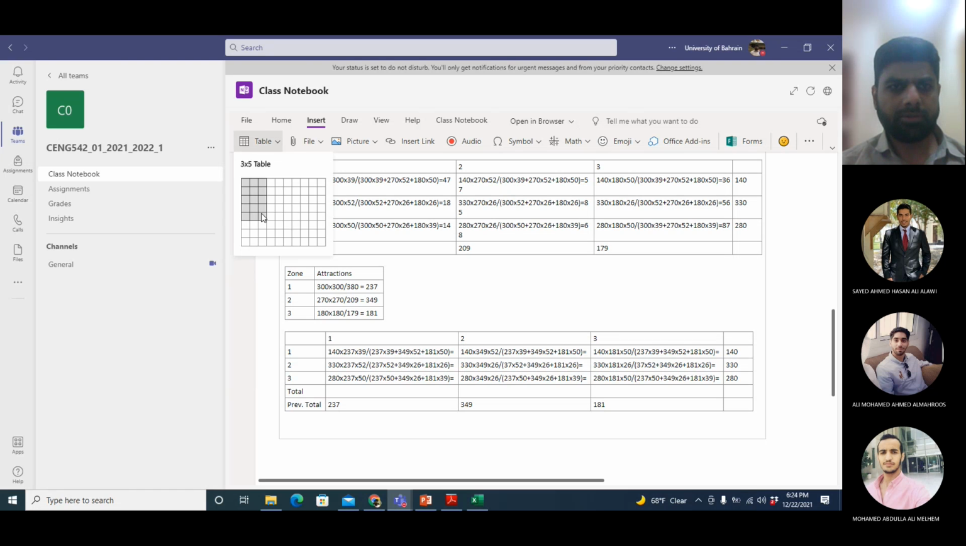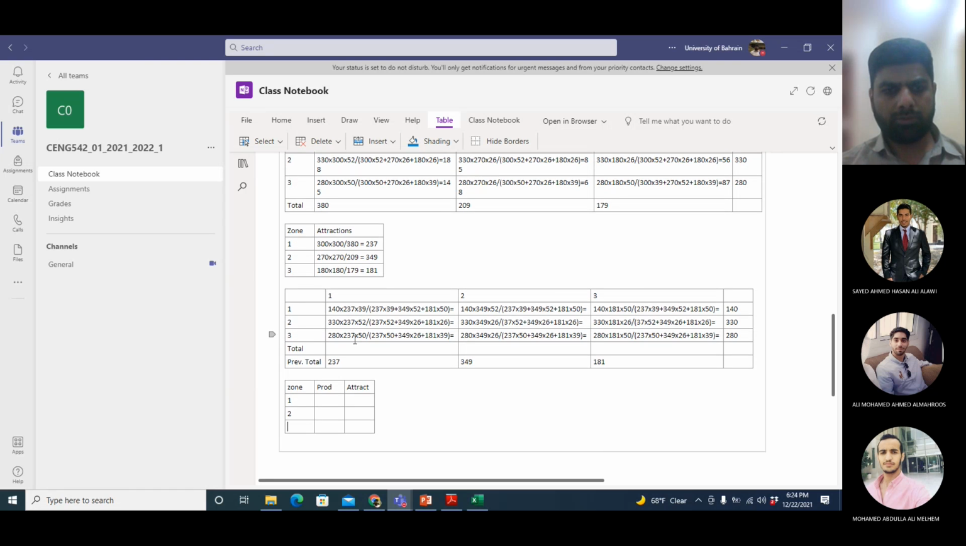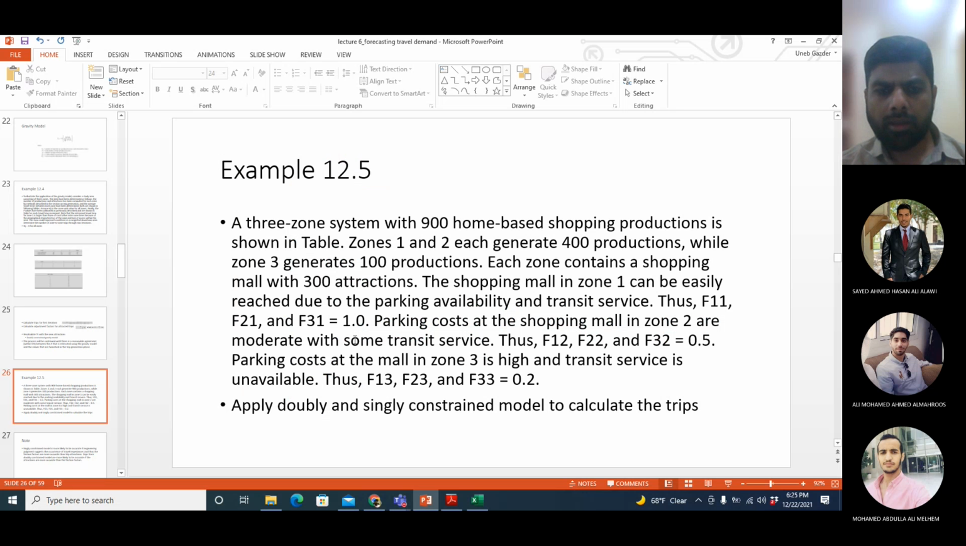zone, attraction, production, 1, 2, 3. Okay, zone 1 and 2 produce 400 each. Okay, and zone 3 produces 100. Okay, so zone 1 has a shopping mall which has parking availability and a transit service.